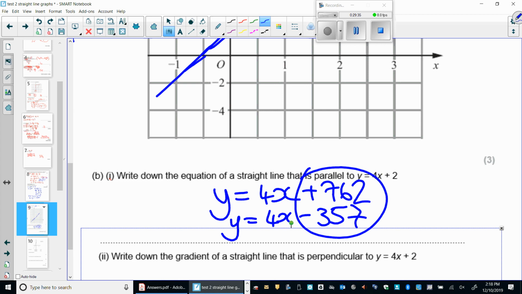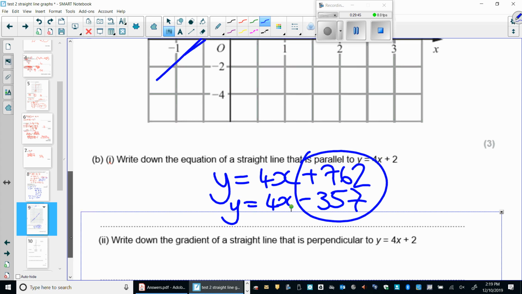Why wouldn't you put in plus c? Because plus c is not an equation. C indicates that you don't know what that should be. So you need to show them that you know it could be anything.